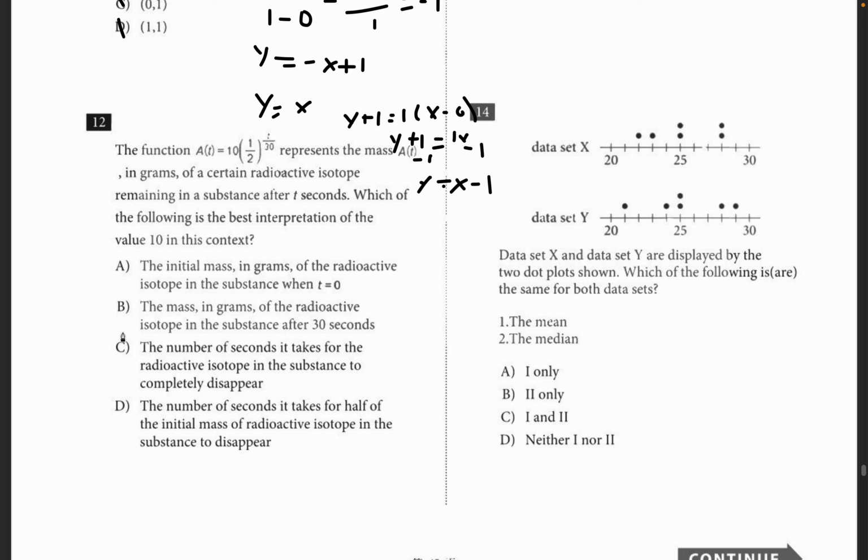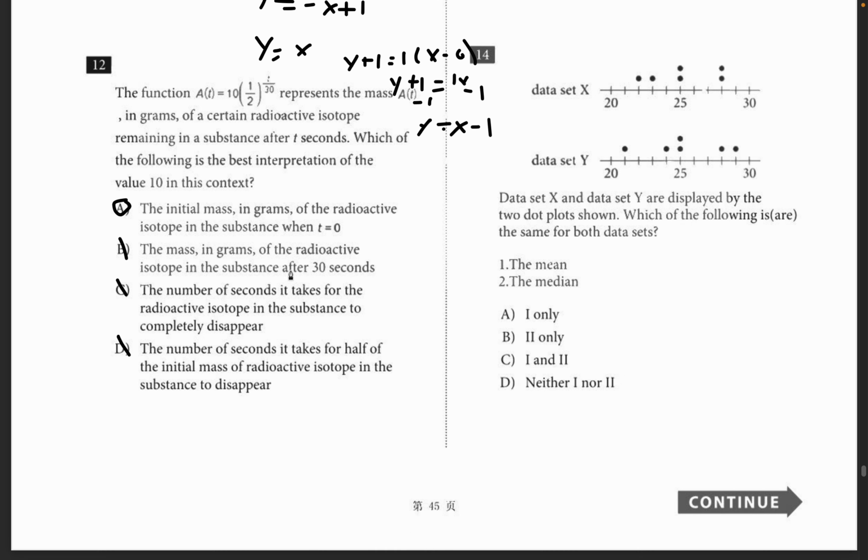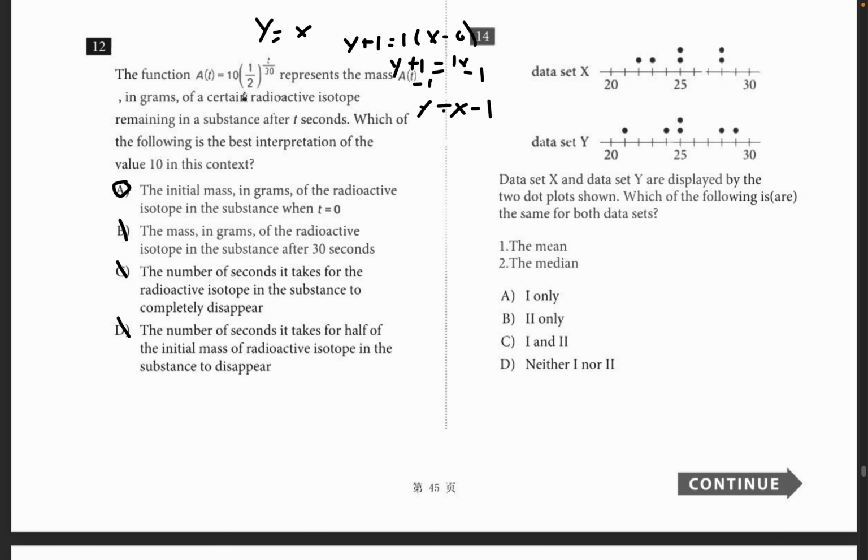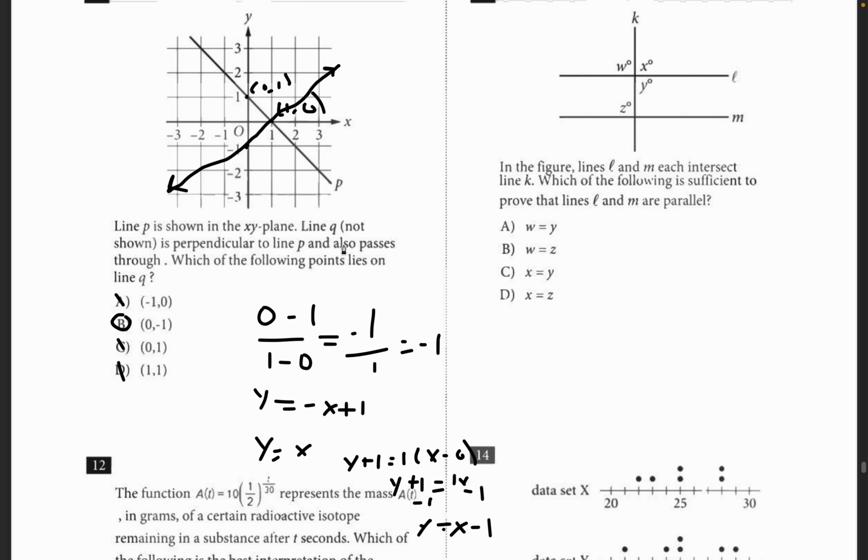Wait, number of seconds. Okay, it's not this one. It's not this one. So, yeah, when T equals 0, the y-intercept, I think it's A. You cannot say after 30 seconds, because after 30 seconds, it's going to be 5. So, it's going to half. So, it cannot be B.